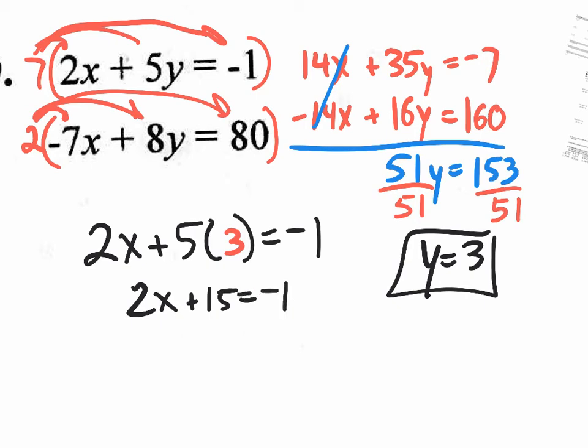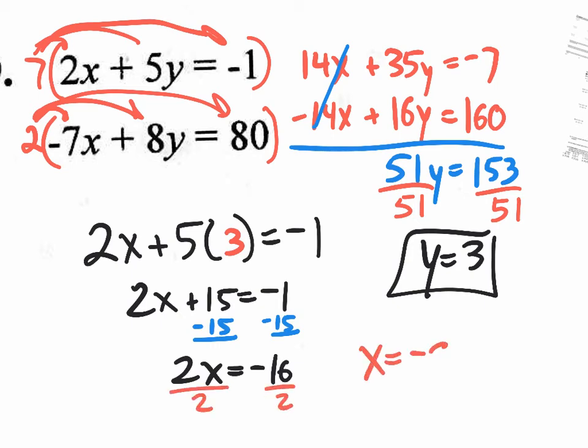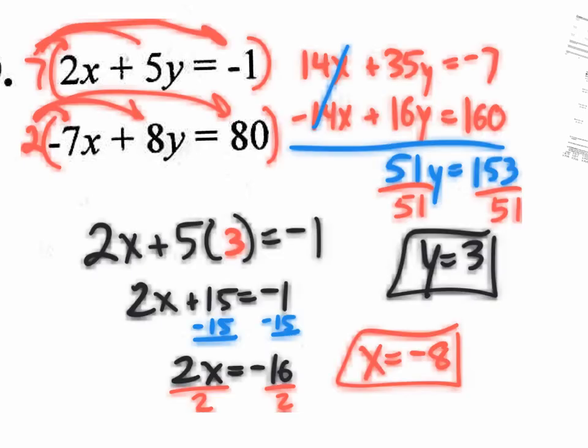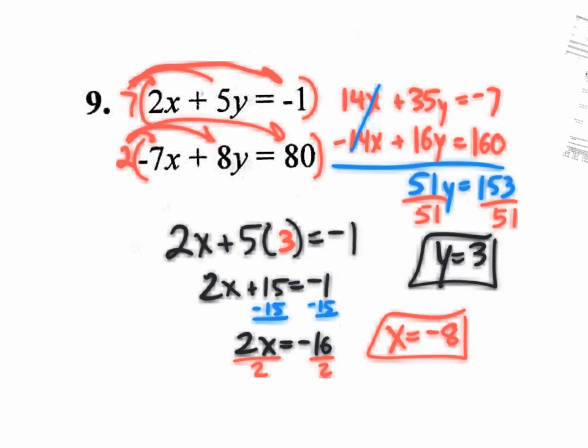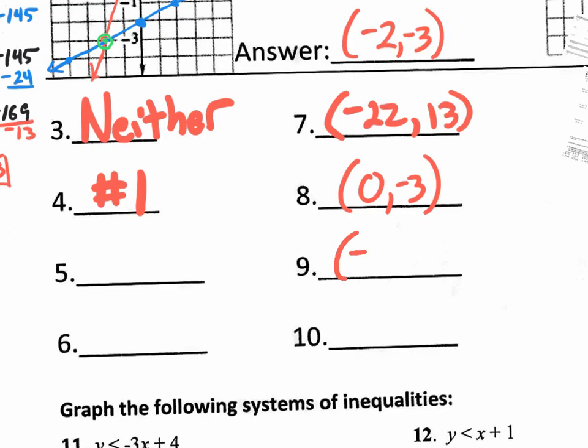I need to solve, get x by itself on the left side of the equal sign, so I need to get rid of the 15 by subtracting 15. My new equation is 2x equals -16, which means my final step would be to divide by 2. X does equal -8. Ladies and gentlemen, on your answer sheet, you're going to write the answer as a coordinate, -8, 3. Let's flip the paper over and write that for number 9. -8, 3 on number 9.